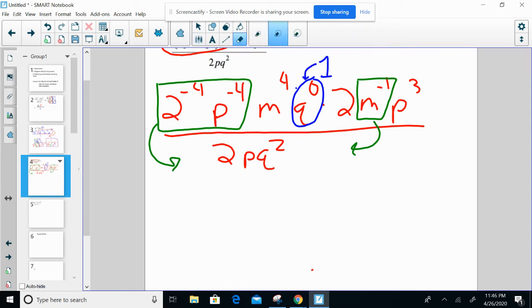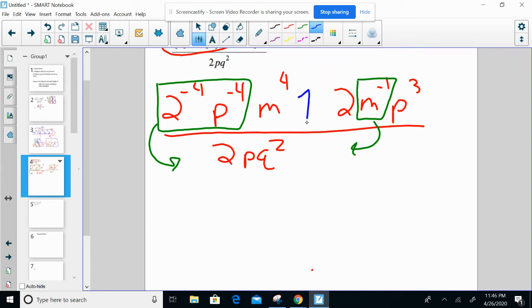As in, I can erase this and put the number 1, multiplying times 1. The reason I say it disappears is anything times 1 is itself. So I'll show you what I mean here in a second. But for now, on the top, what remains? M to the 4 remains on the top. 2 remains on the top. And p to the third. Just look for the part that is in a different color. M to the 4, 2, p to the third.